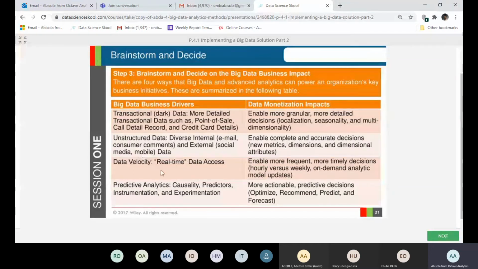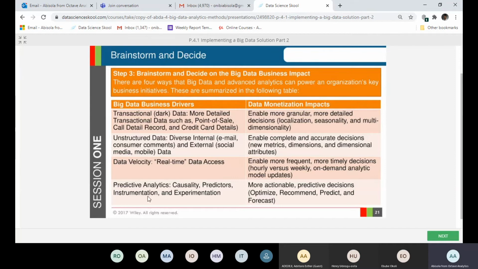could be data velocity, or real-time data access. So how fast can you bring a data solution to the table? You got data, for example, COVID-19. You're analyzing COVID-19 data, and then you are bringing the solution for COVID-19 data 3 months after COVID-19 has ended. That will not help the situation.